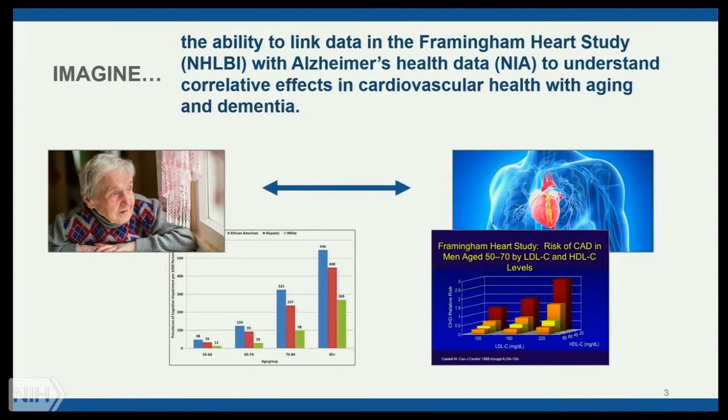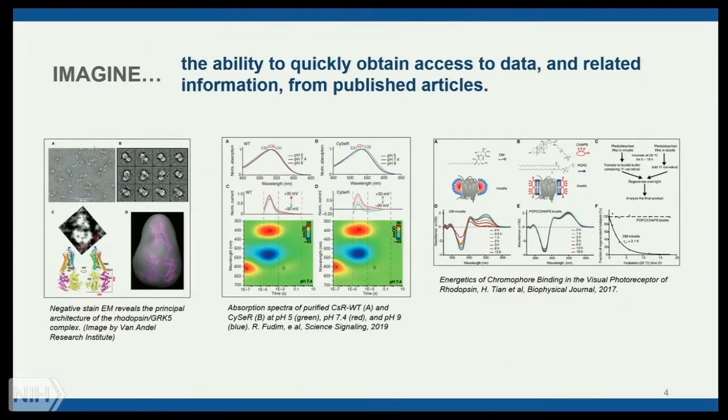What are the effects of cardiovascular health with aging and dementia? In order to action that, we really need to make connections between the data resources at Heart, Lung, and Blood and the data resources in the Aging Institute. And in order to do that, we need to connect our data resources, just as Vivian said.